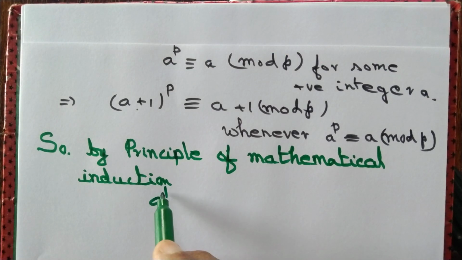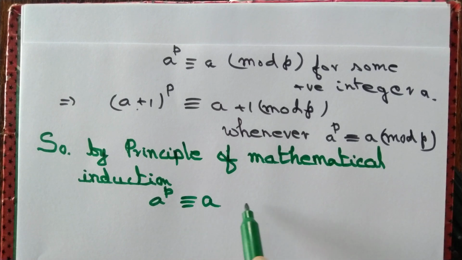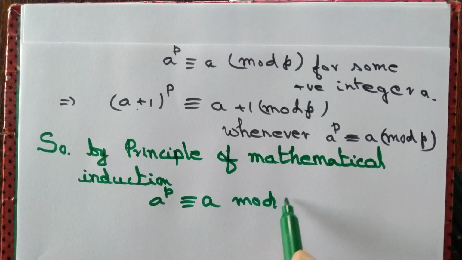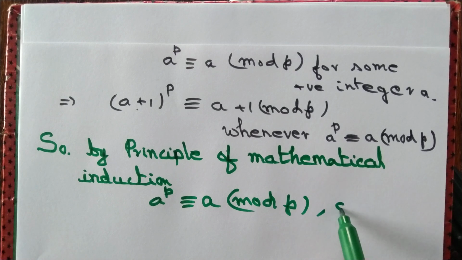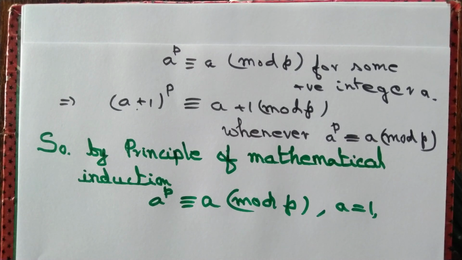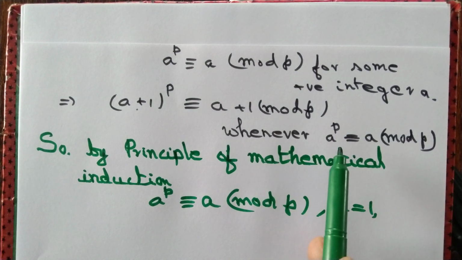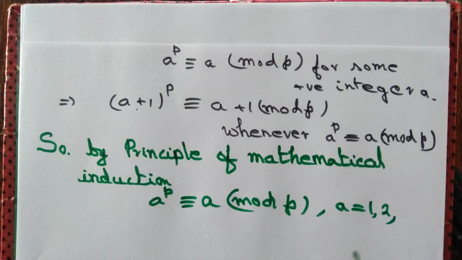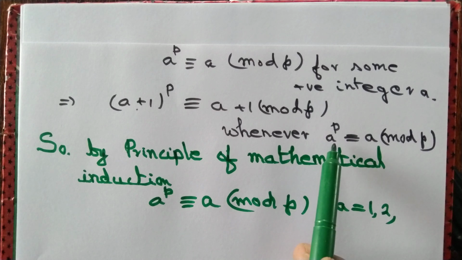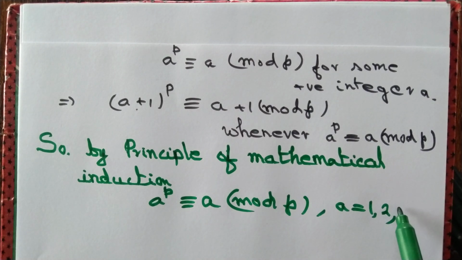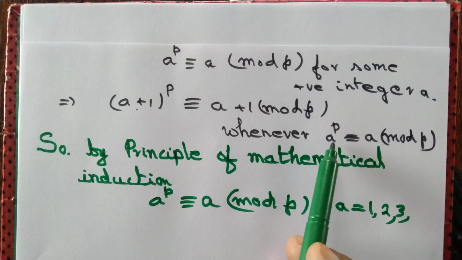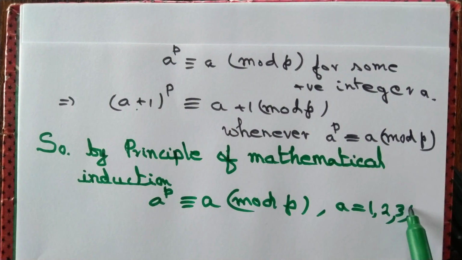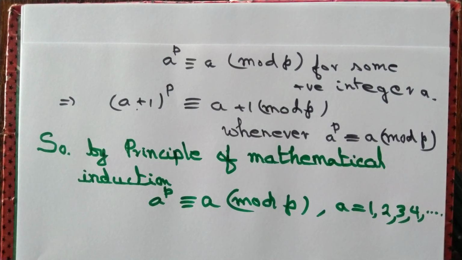a to the power p is congruent to a mod p. For a equal to 1, we showed it in the beginning. Then by our induction, by choosing a equal to 1, we found it to be true for a equal to 2. And again, by choosing a equal to 2, we found it true for a equal to 3, and again, by choosing a equal to 3, we found it true for a equal to 4, and so on. And we have already shown it to be true for a equal to 0.